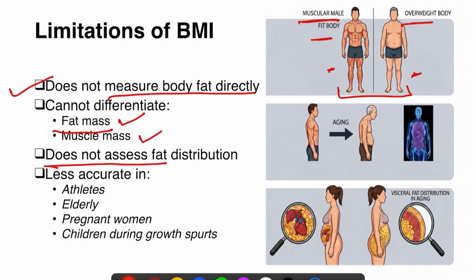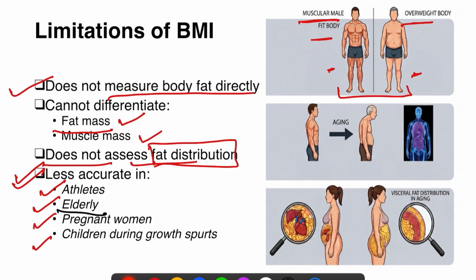Second, it does not assess fat distribution. Why is this point important? Because visceral fat carries particularly greater metabolic risk. And it is less accurate in the elderly, athletes, pregnant women and children during growth spurt. As we have seen, athletes have a higher muscle mass, therefore it may not be accurate.